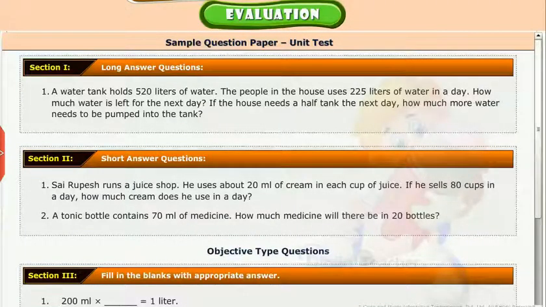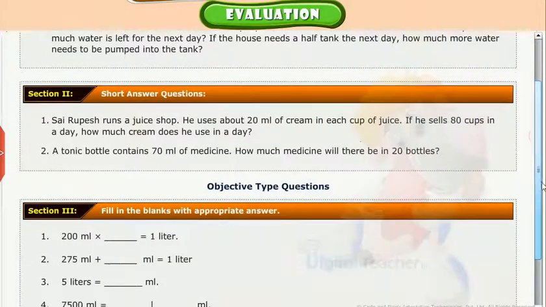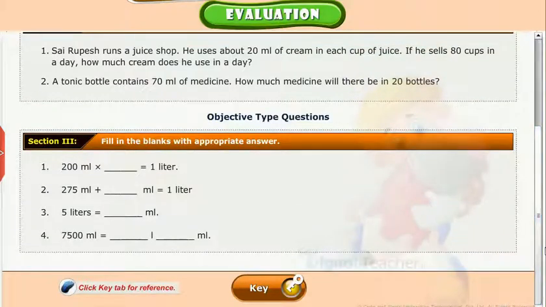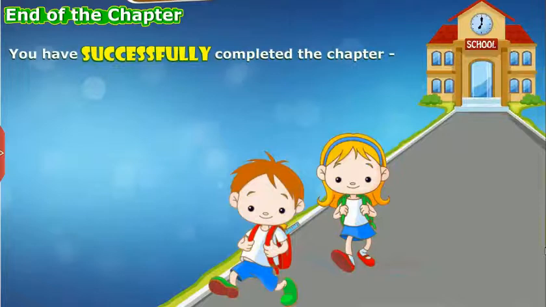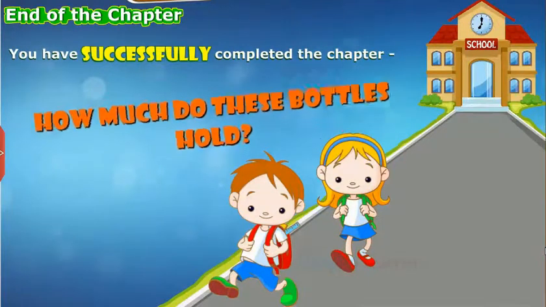Test your understanding of the chapter by taking the mock unit test. You have successfully completed the chapter, How Much Do These Bottles Hold?